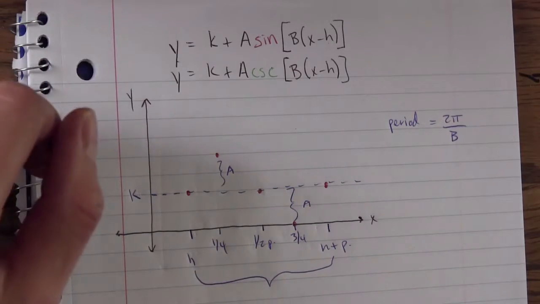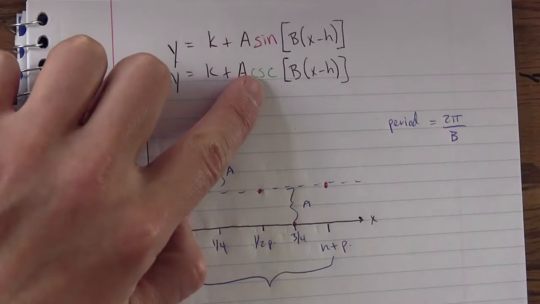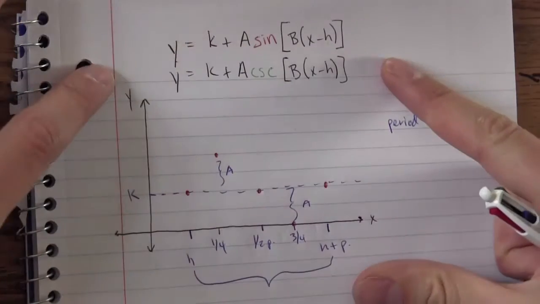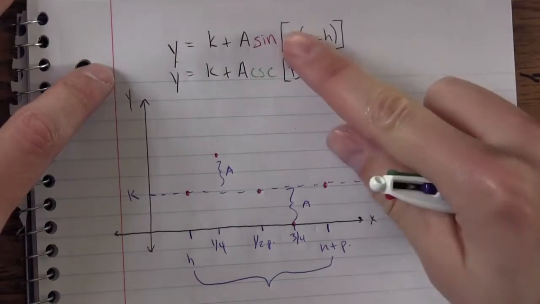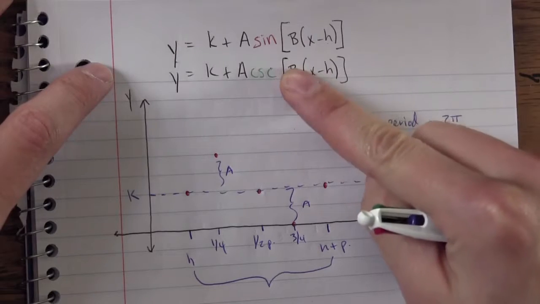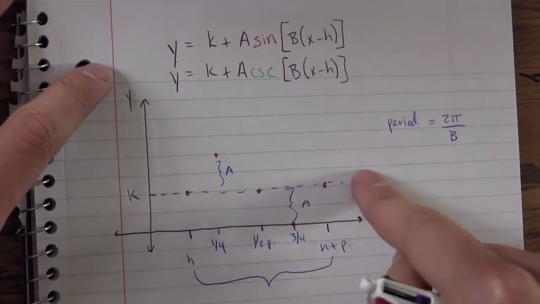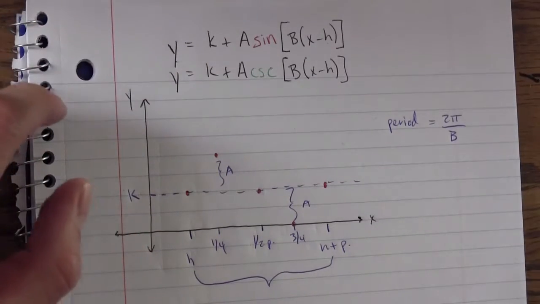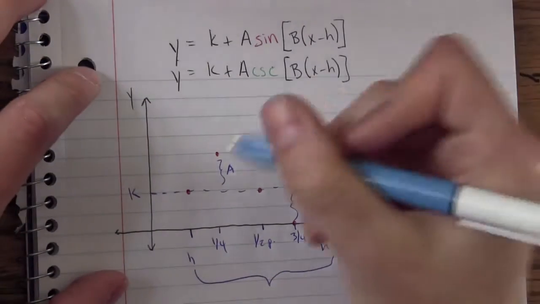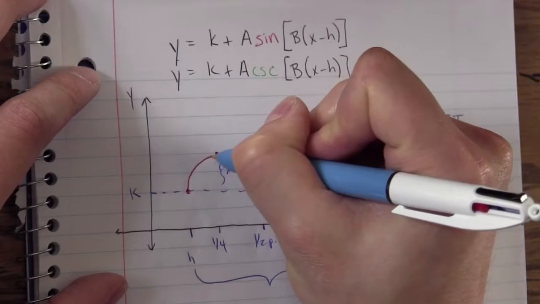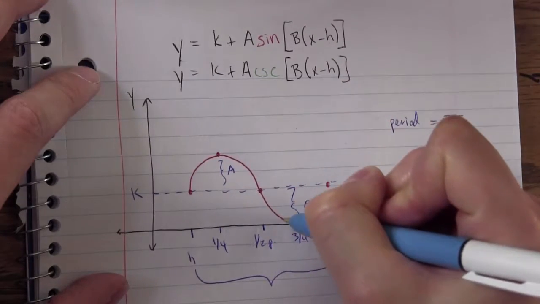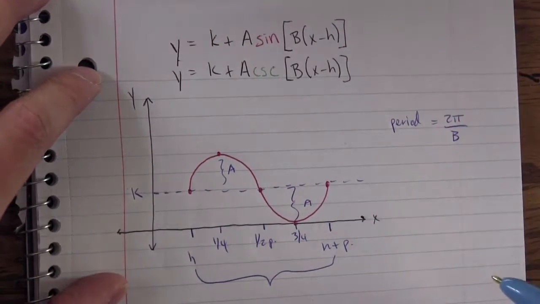Now, here's the cool thing, and this is what makes cosecant and secant so easy. Everything we just did is the same whether you're graphing sine or cosecant. The only difference from here on out is what we do with these points that we've dropped, and I'll show you what I mean. If we're graphing sine, what we do is simply connect the points. And that's it. That's our sine graph.